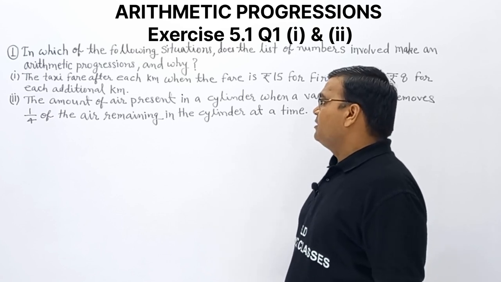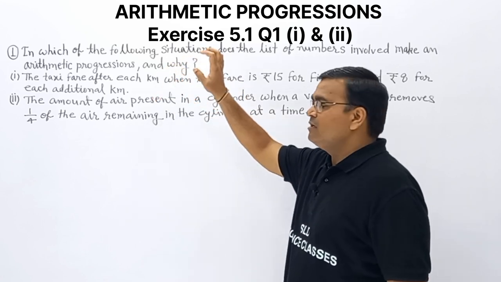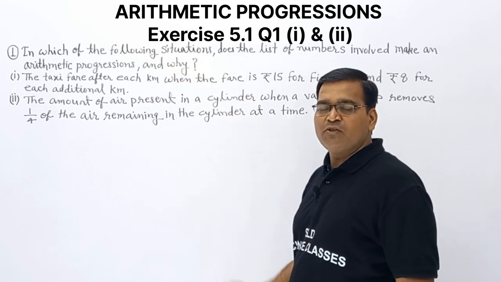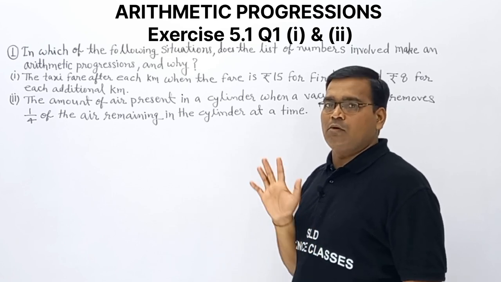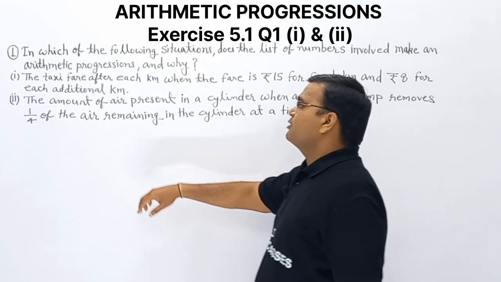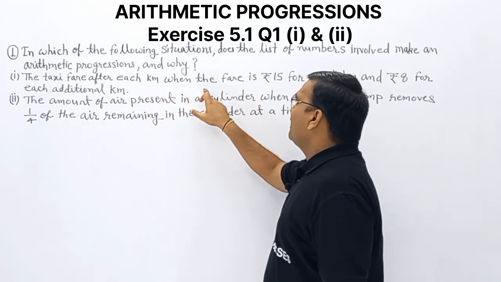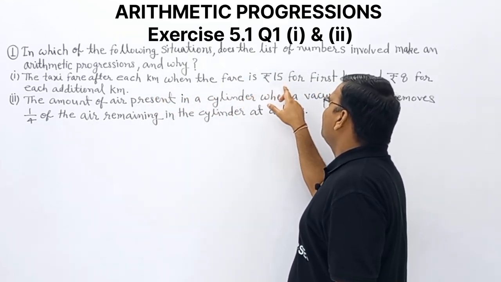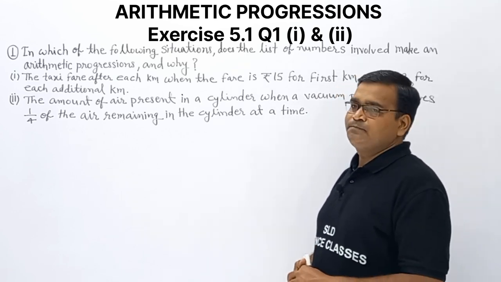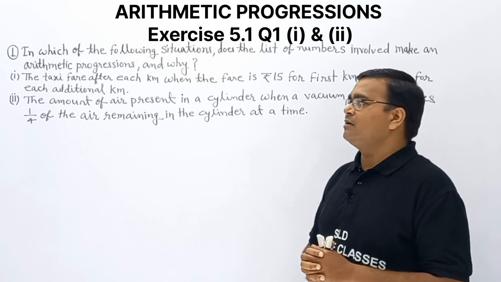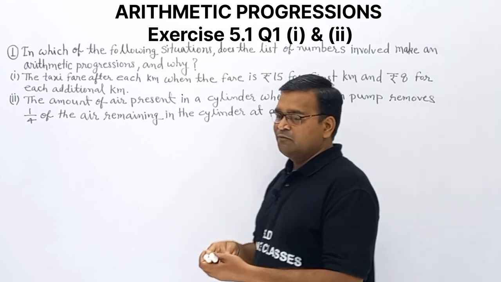First, read the given situation carefully, then try to make one list of numbers, one sequence. Once we obtain the sequence, then check whether that sequence is an AP or not. Clear? So observe question number one. The taxi fare after each kilometer when the fare is rupees 15 for the first kilometer. The taxi fare for the first kilometer is 15 rupees.